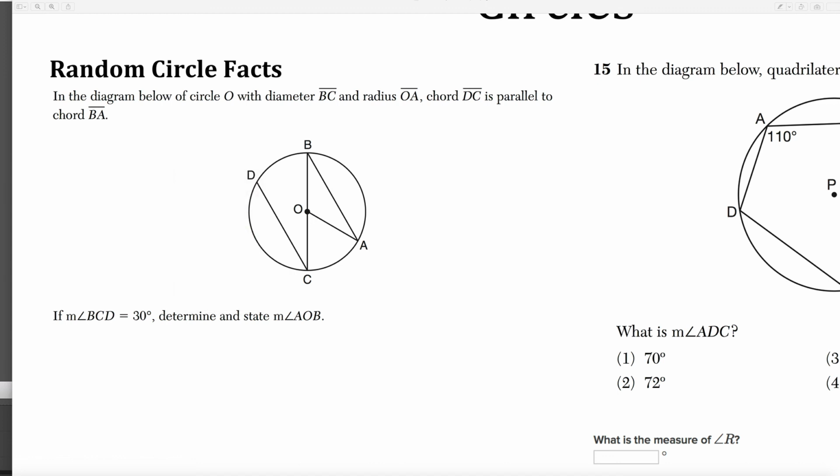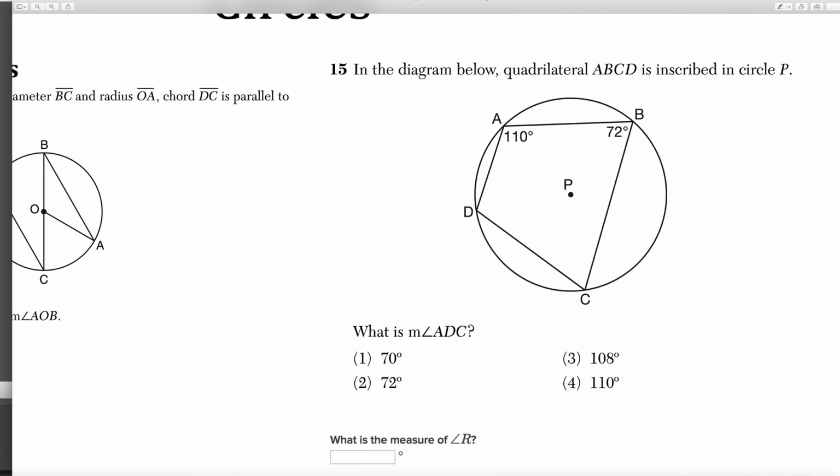And then for 15, the idea is just that in a circle, this is 110, this is 70, this is 72, this is 108. How do we get that? It's just a rule. The reason the rule works is that this angle is half of this arc, and this angle D is half of this arc, and together the arcs make up 360. So therefore, the two angles add up to 180.